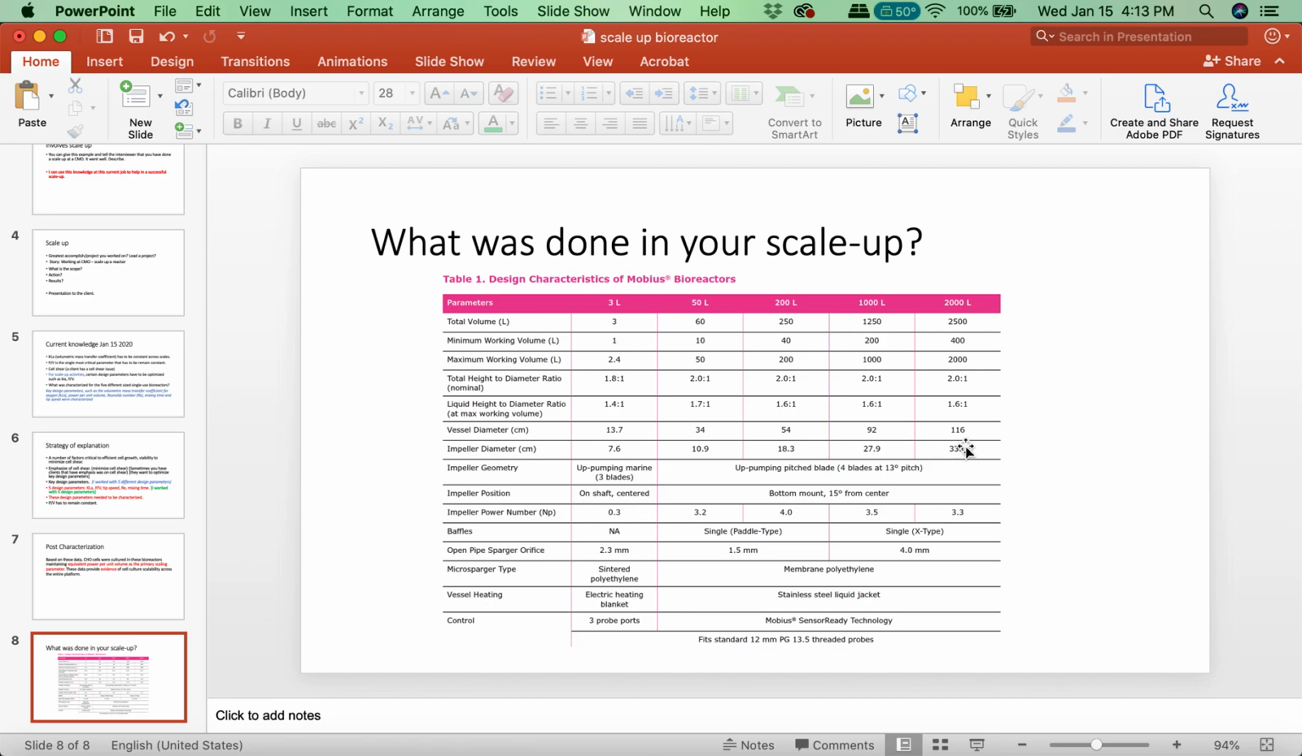Approximately 1 foot long impeller diameter, 45 inches is the vessel diameter, inches to feet. About 4 feet long vessel diameter, 1 foot long impeller. You can talk about the impeller geometry, up pumping pitch blades. I don't know how it looks like.